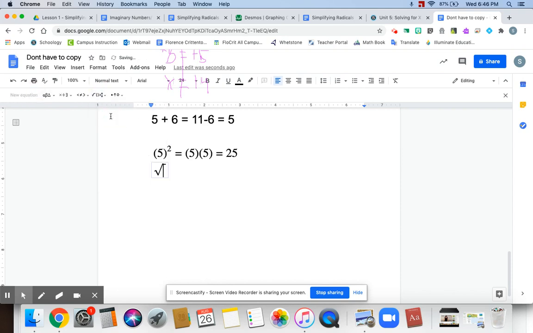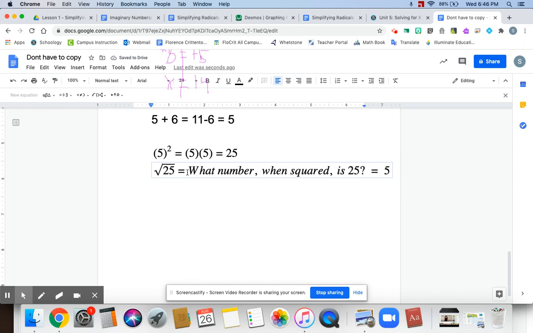what I do is I take the square root of 25. Because the square root of 25 actually means what number, when squared, is 25. And the answer to that question is 5.